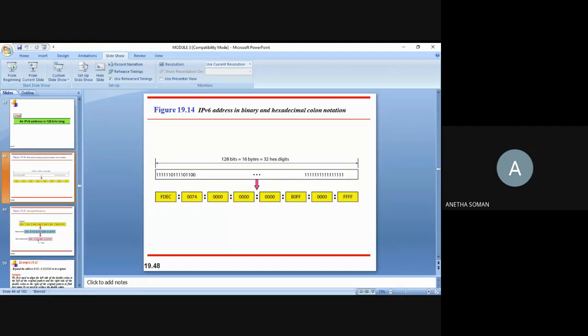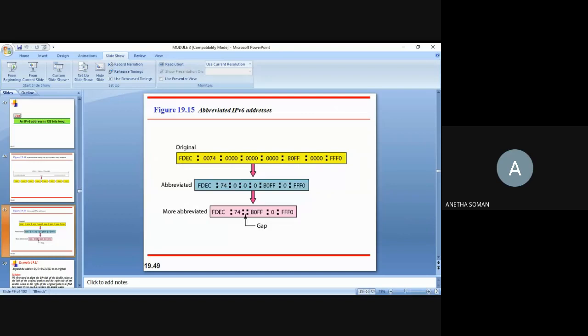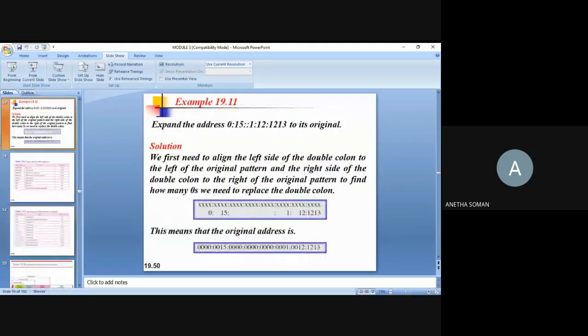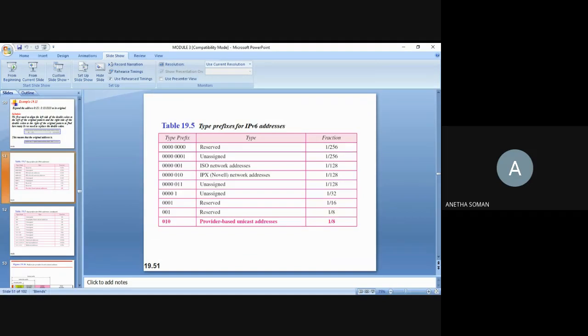And you have learned how to make it in a more abbreviated form, each hexadecimal notation. And if some range of the address is given with a double colon, how you will be able to identify the original address. That also you have gone through.